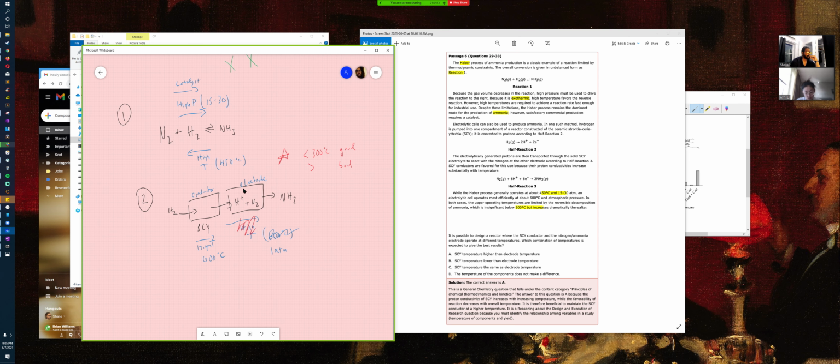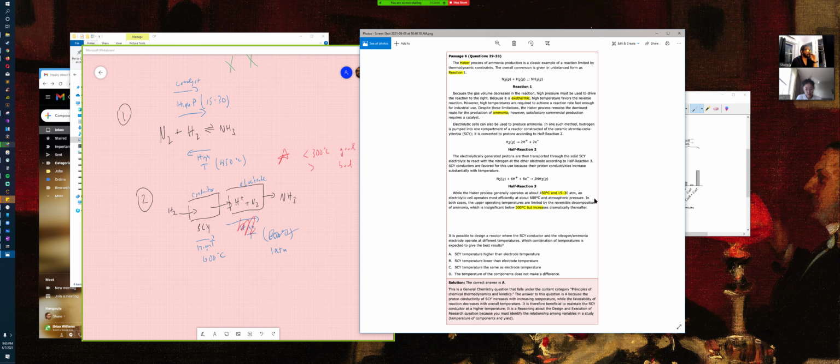Okay, I see. So basically they both require high temperatures, but it gets bad when it's too high. So if you can just make the conductor part high temperature, then we don't have to get into something that's too bad, where it's going to start the decomposition of the ammonia. Yeah, I agree. Okay, I see.